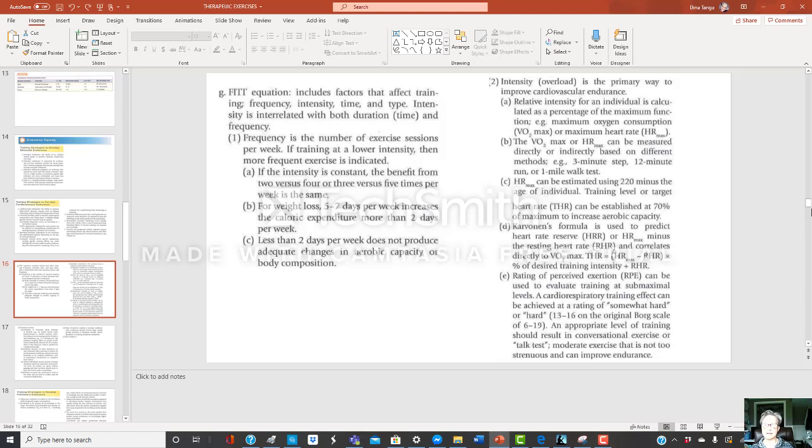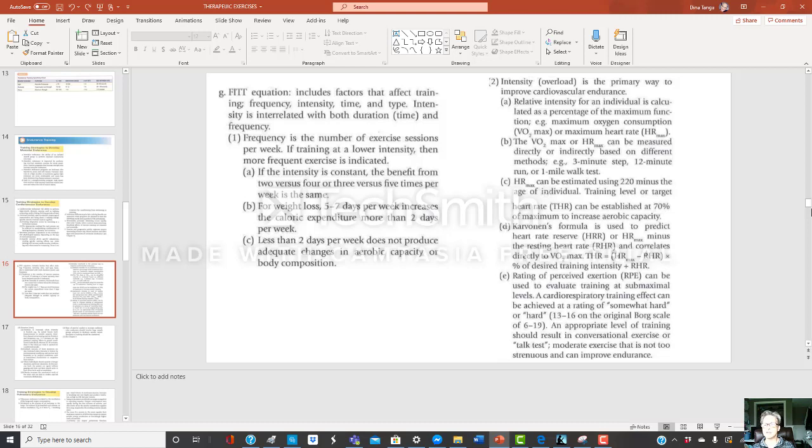Examples are a 3-minute step test, a 12-minute run, or a 1-mile walk test. Heart rate max can be estimated using 220 minus the age of the individual. Training level or targeted heart rate can be established at 70% of maximum to increase aerobic capacity.